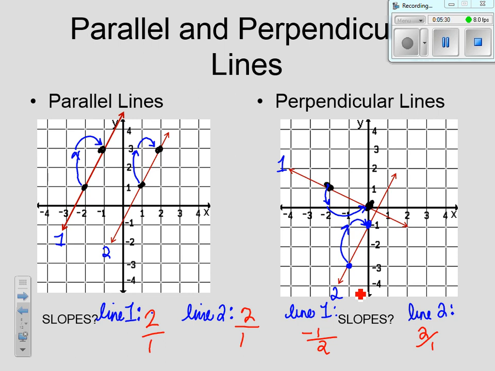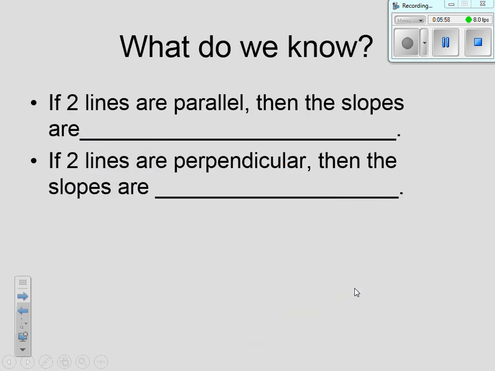Now when we look and compare these two slopes and the relationship between these two slopes, I notice that this slope has a negative and this slope has a positive. The other relationship I see between these two is that their fractions are what we call reciprocals. So perpendicular lines have opposite signs and are reciprocals. So now let's take out your notes and write that information down.